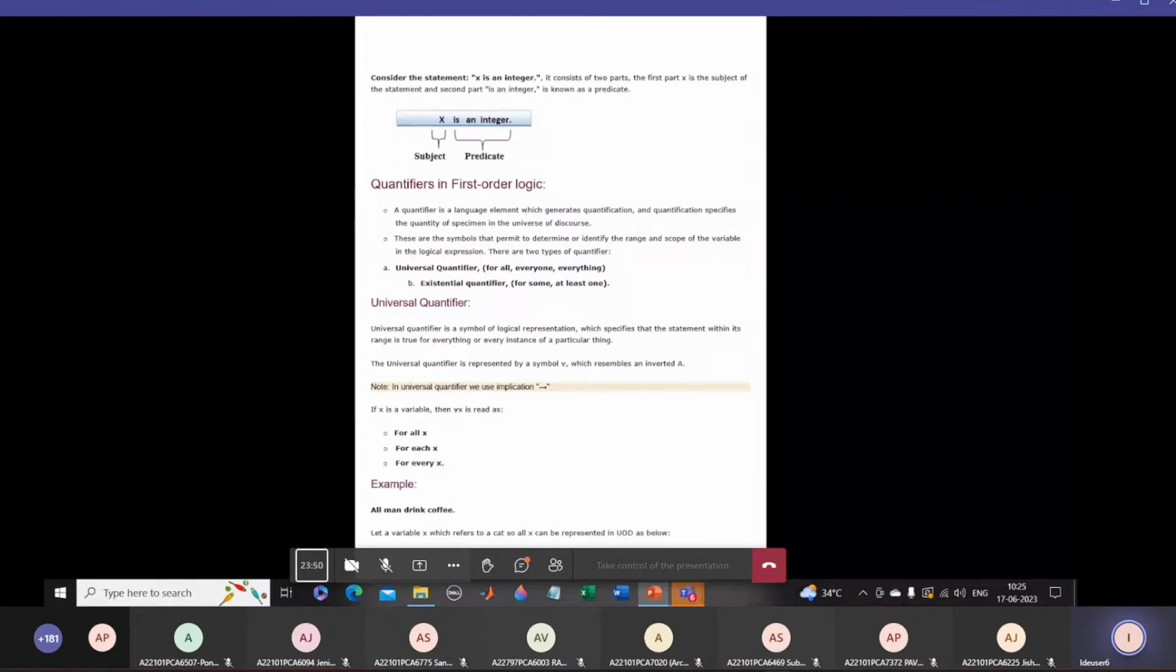So what is the universal quantifier? It's a symbol of logical representation that specifies that the statement within its range is true for everything, or every instance of a particular thing. What is the symbol given? It is the inverted A. That symbol is called the universal quantifier: for all, everyone, everything. With the universal quantifier, we use the implication.